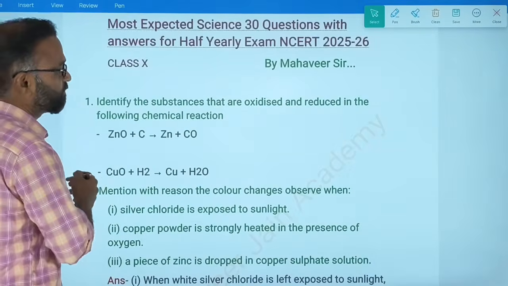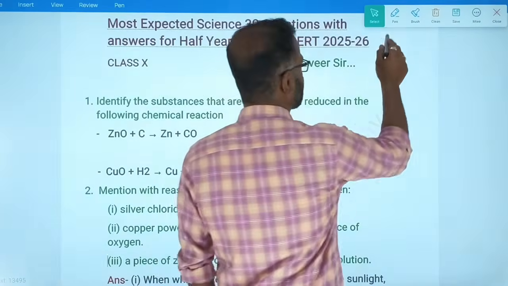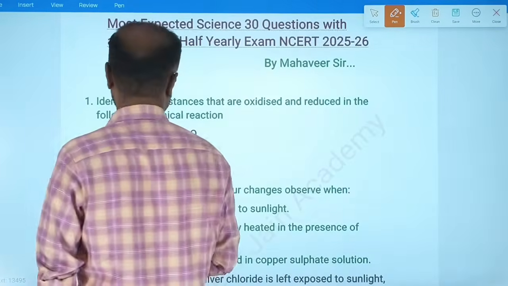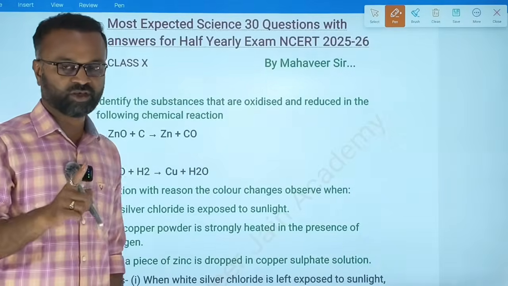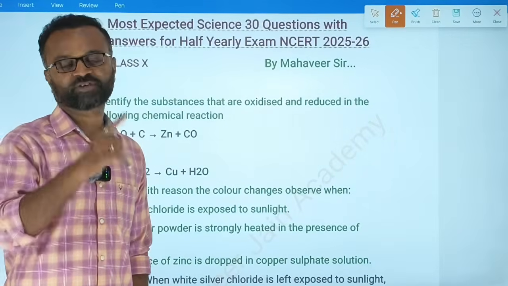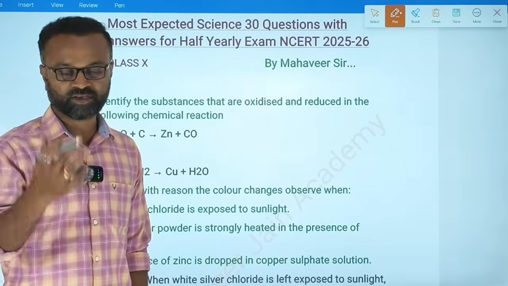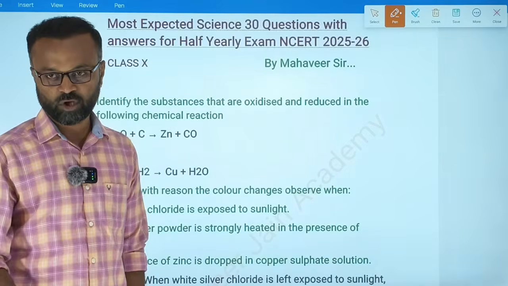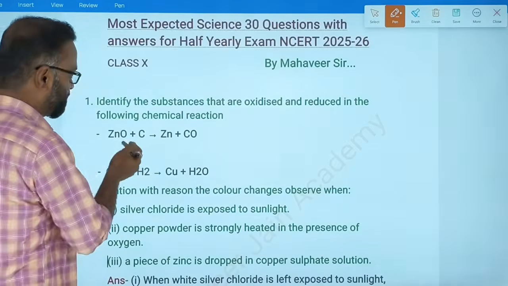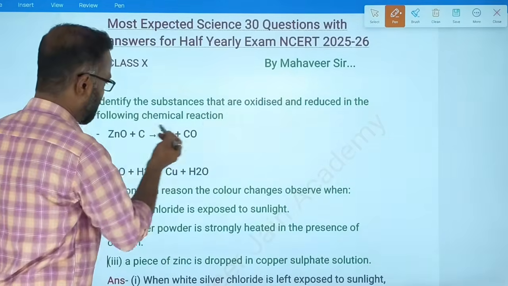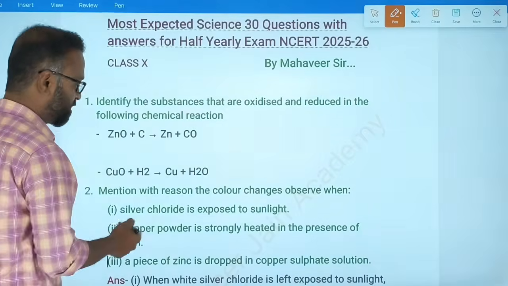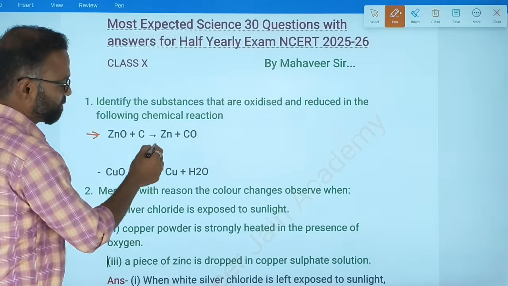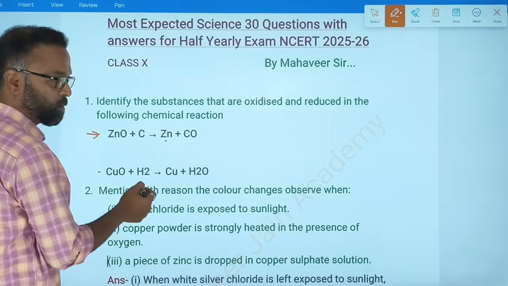That is one of the repeated questions which is being asked in every midterm or every board exam, that is oxidation and reduction. Oxidation means what? Addition of oxygen or removal of hydrogen, and reduction is nothing but the addition of hydrogen and removal of oxygen. One such example is given here. Identify the substances that are oxidized and reduced in the following chemical reaction. The first reaction is given here: zinc oxide plus carbon will give zinc plus carbon monoxide.